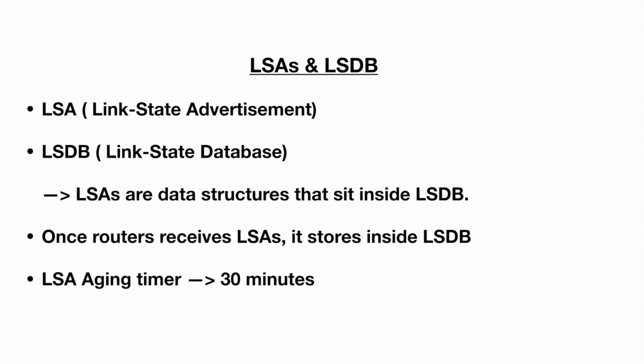An LSA has an aging timer of 30 minutes. So every 30 minutes, LSAs are refreshed between neighbors. Like we covered, there are different types of LSAs, and each LSA has a different timer, so that the router CPU does not get saturated. Those are sent at different times.